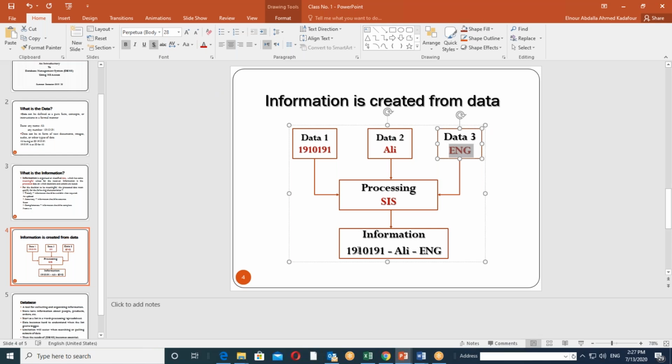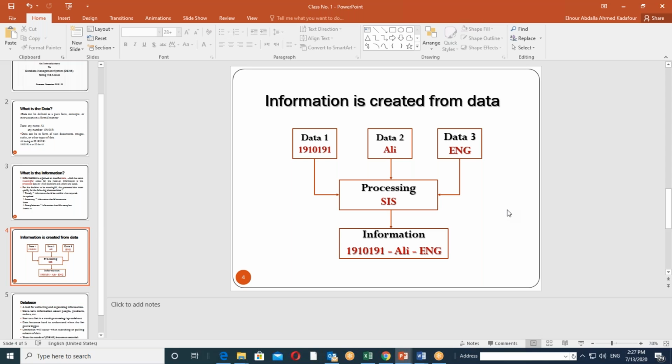Now, this is how to transform, how to process data into information, with the help of what? With the help of a diagram. In front of you, this is a diagram. Information is created from data. We have three types of data: a number, a name, and a major. A single one of each is called a fact.